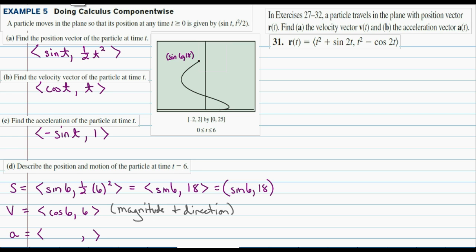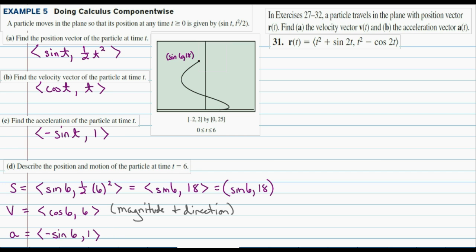Now the acceleration vector is going to be negative sine of 6, comma, 1. So the acceleration would be the change in velocity, might be negative sine 6 meters per second squared horizontally, but then vertically would be 1 meter per second squared.